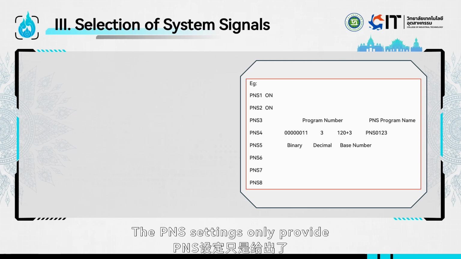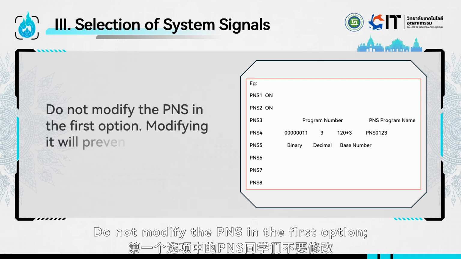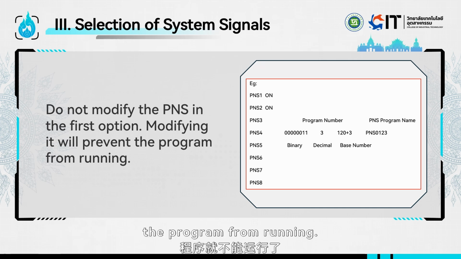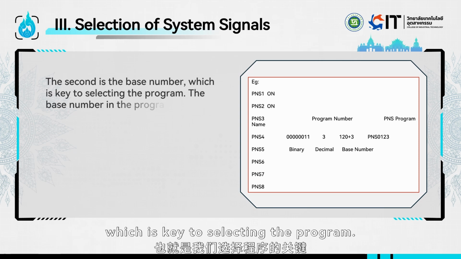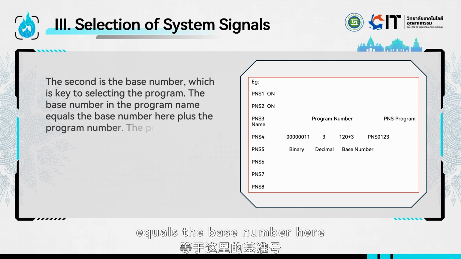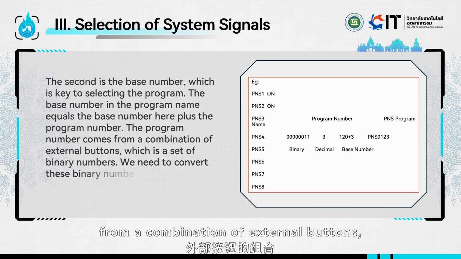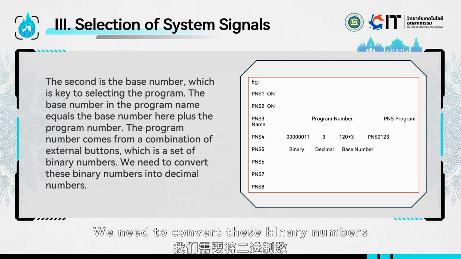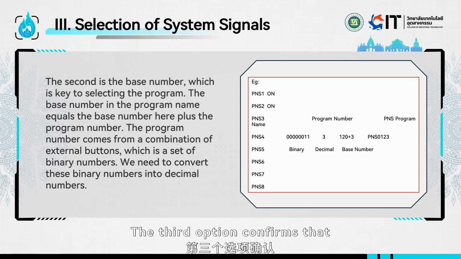The PNS settings only provide 3 configuration options. Do not modify the PNS in the first option. This is the PNS number that starts the program name. Modifying it will prevent the program from running. The second is the base number, which is key to selecting the program. The base number in the program name equals the base number here plus the program number. The program number comes from a combination of external buttons, which is a set of binary numbers. We need to convert these binary numbers into decimal numbers to get the required program number. The third option confirms that the signal pulse width does not require any setup.